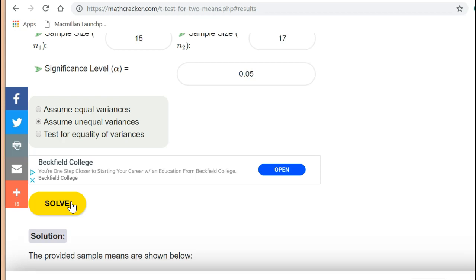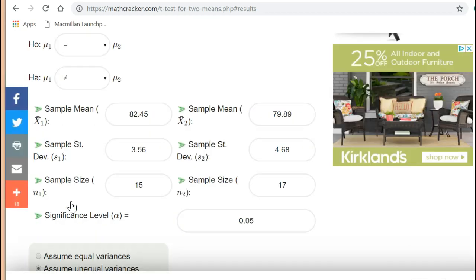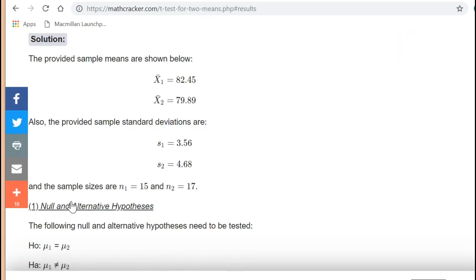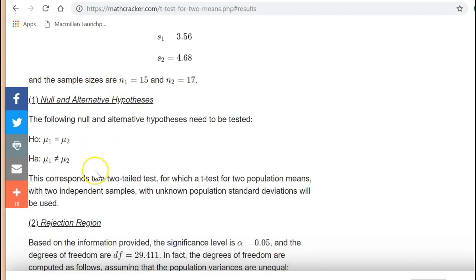It might take just a moment to run, but when it is finished, you'll see a solution set that looks very similar to the solution on page 23 of your notes. So scrolling down, notice here we have that solution. The first thing they're going to do is summarize the sample information, then give the null and the alternative hypothesis.